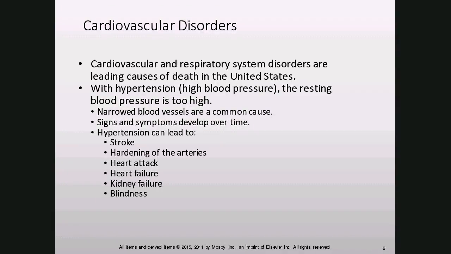So basically here we have cardiovascular and respiratory disorders are the leading causes of death in the United States. And with hypertension, which is high blood pressure, the resting blood pressure is too high. This is due to narrow blood vessels, which are the most common cause, and signs and symptoms develop over time. But hypertension can lead to stroke, hardening of the arteries, heart attack, heart failure, kidney failure, and blindness.